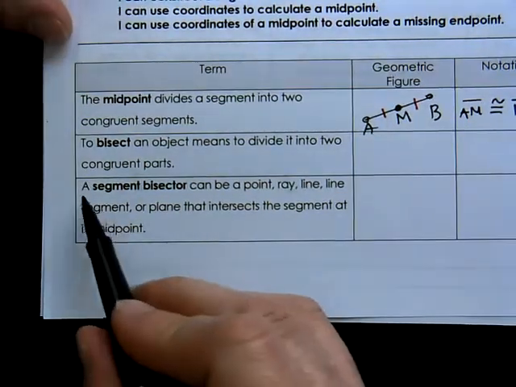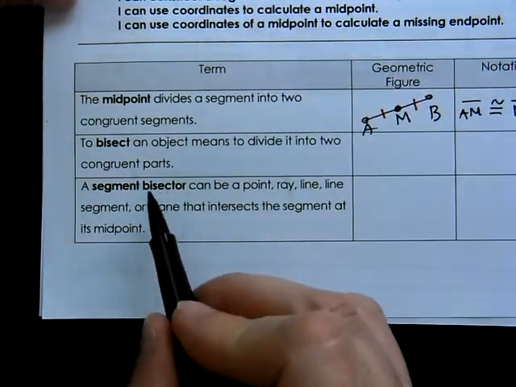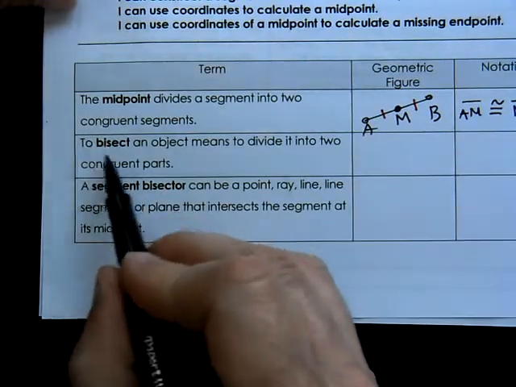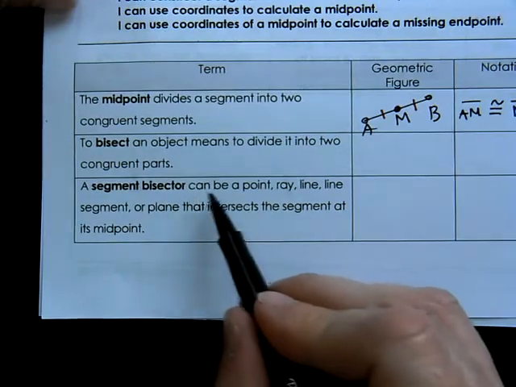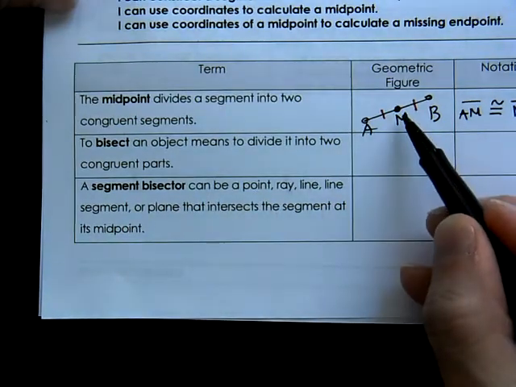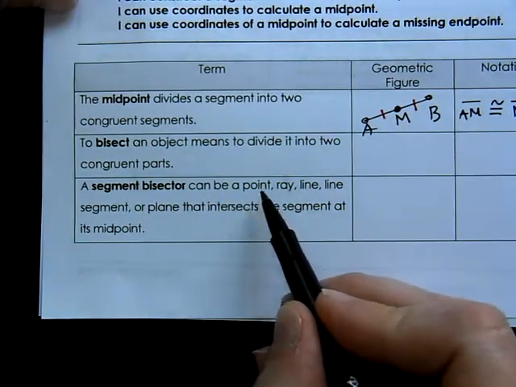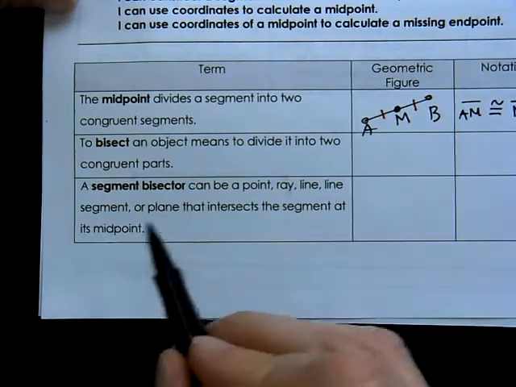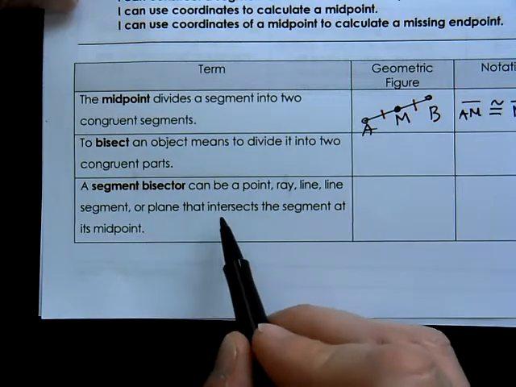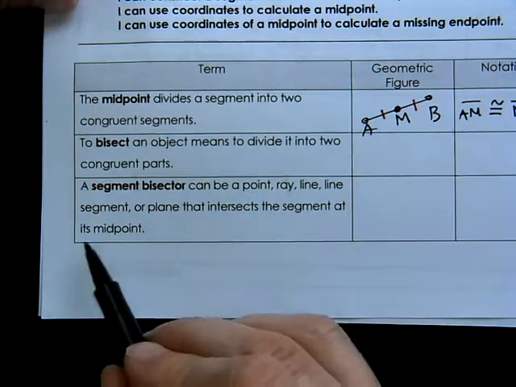All right. A segment bisector then is the object that is doing the cutting, the splitting. A segment bisector is an object. It can be a point, like what we diagrammed earlier, but it doesn't have to be a point. It can be a ray, a line, a segment, or even a plane that intersects the segment at its midpoint.